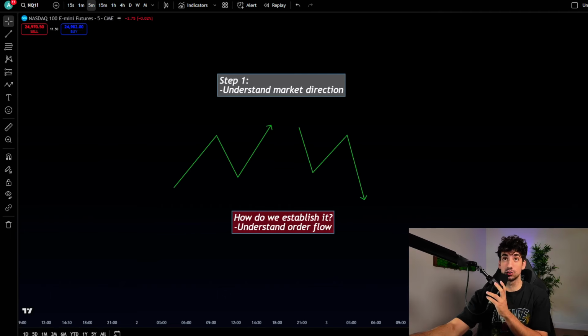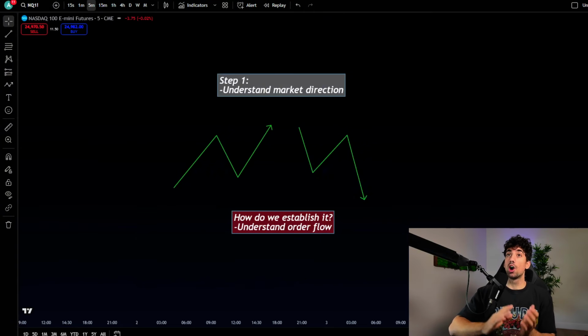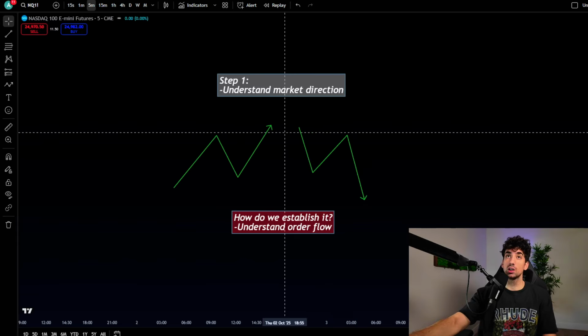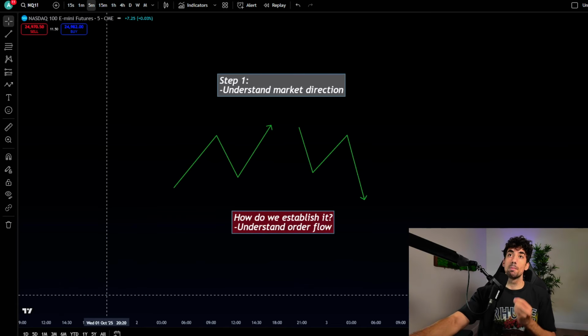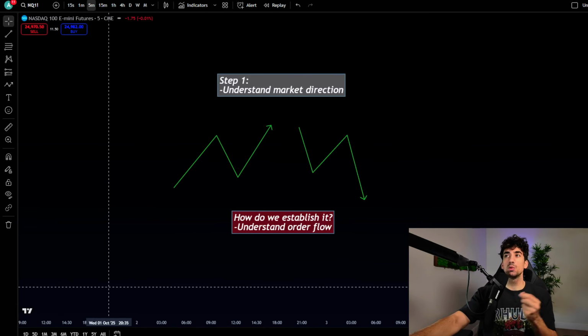And step one is always understanding the market direction. This is really important, but a lot of traders struggle to do something so basic. Understand what is the overall direction of the market. You understanding that will be the difference between taking low quality setups versus high quality setups. It's very simple. Are you in a bullish trend like I'm showing here, or are you in a bearish trend? But what's difficult is how do we establish it?